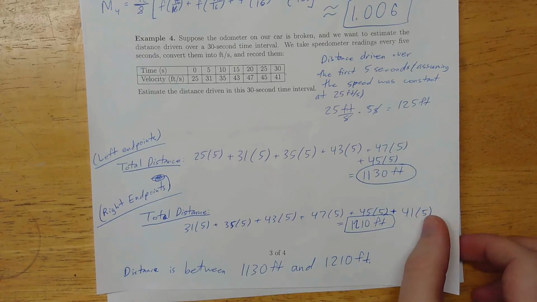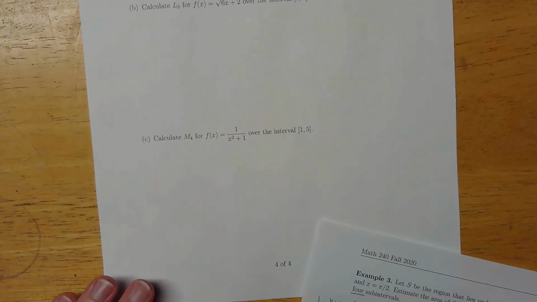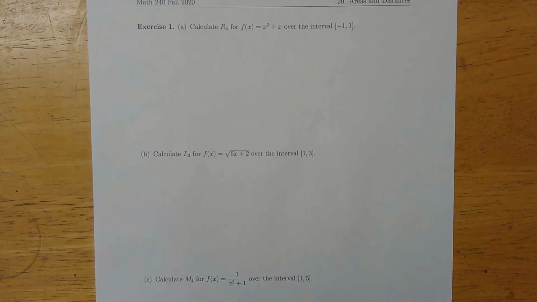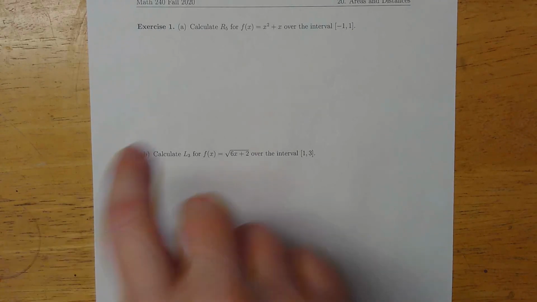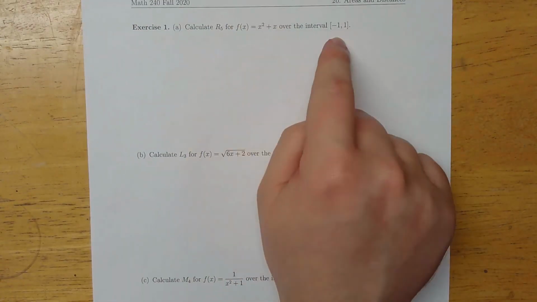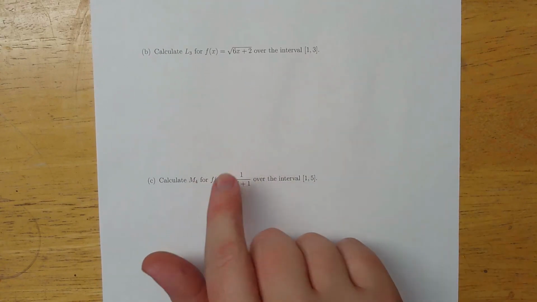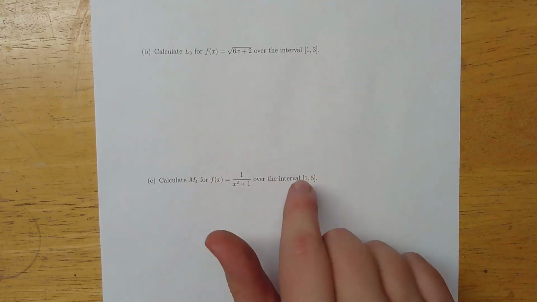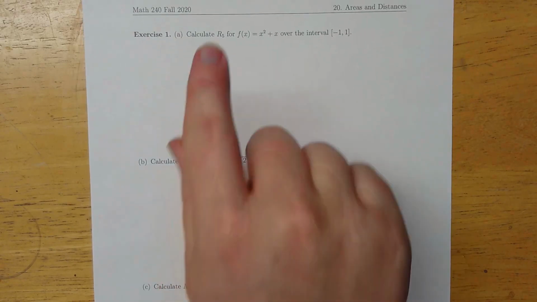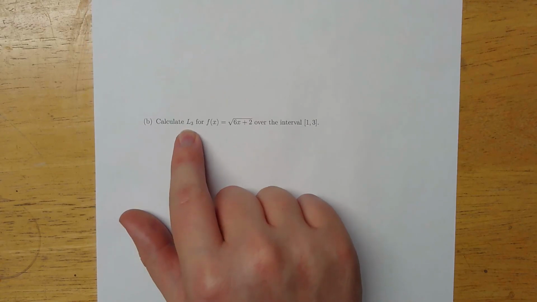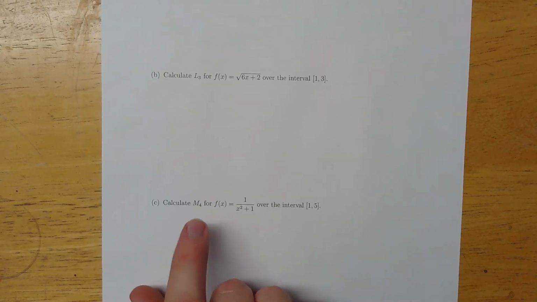Now, on the last page of these notes are 3 exercises where I'm going to ask you to try coming up with and creating these intervals on your own. So we've got R5 for this function on this interval, L3 for this function on this interval, and M4 for this function on this interval. So hopefully at this point in the notes you knew this means right endpoints and you want 5 of them, this means left endpoints and you want 3 of them, and this means midpoints and you want 4 of them.